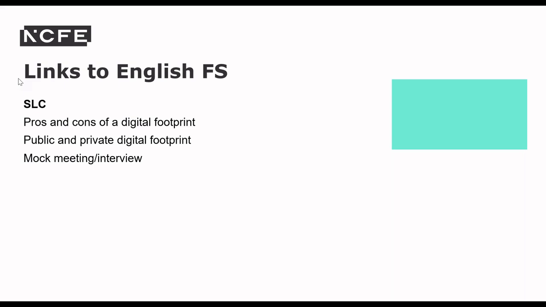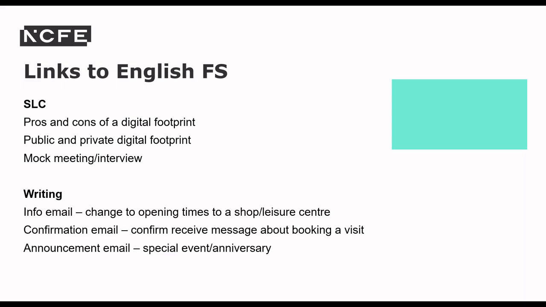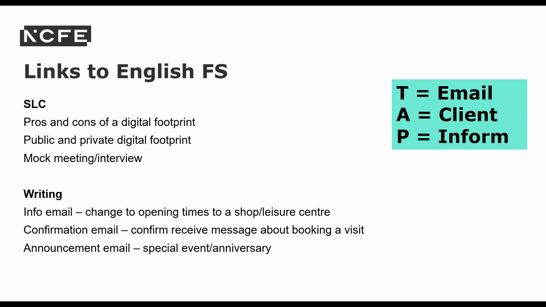And for writing, you could get learners to practice different types of emails, get them to TAP the text. So the T is what is the text type? The A is the audience, so what is the audience? And P for the purpose. So for example, the text could be email, the audience could be the client, and the purpose would be to inform.